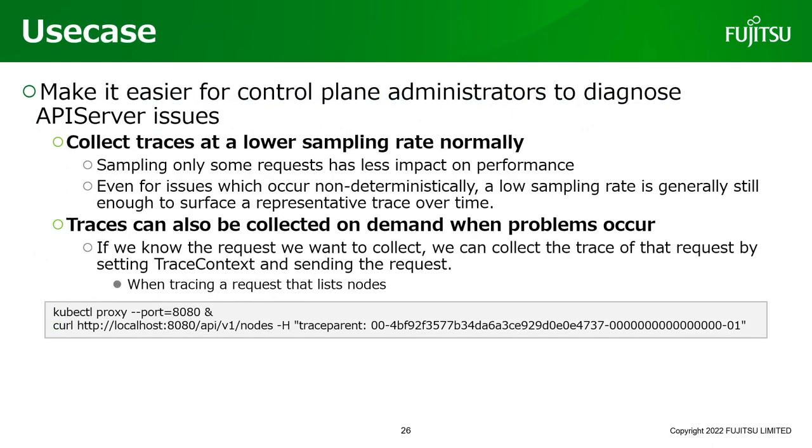My use case is to allow control plane administrators to easily find API server issues. In a distributed system, it can be hard to figure out where problems are. It's also hard to find out what route a request took. If we can trace it, we can see which components were included in the path of the request.